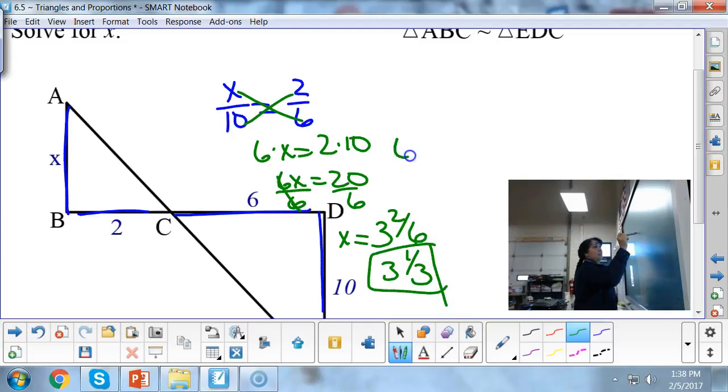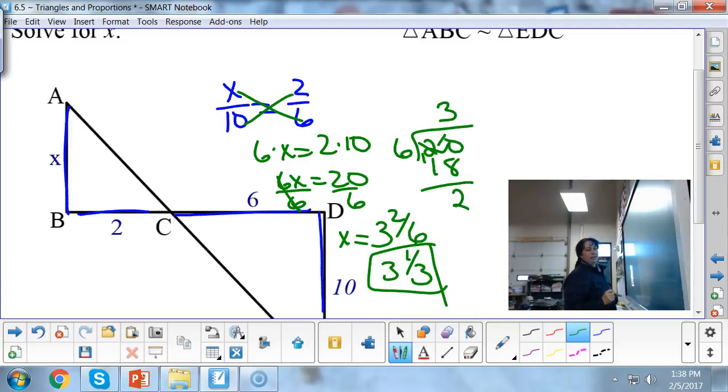If you're not sure how I did that, you would divide, right? 3 times 6 is 18. To borrow, you have 2 left over. And I use that 2 to make my fraction, 2 on the top. And then divide from there.